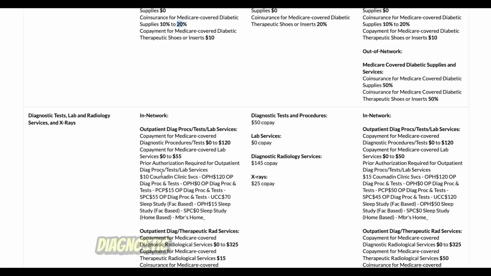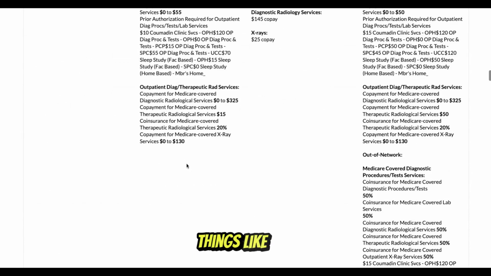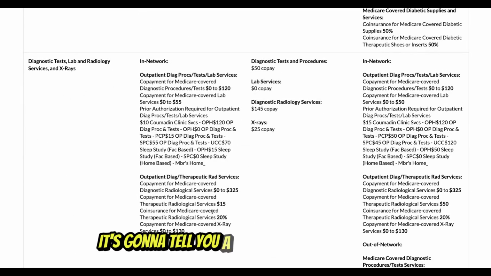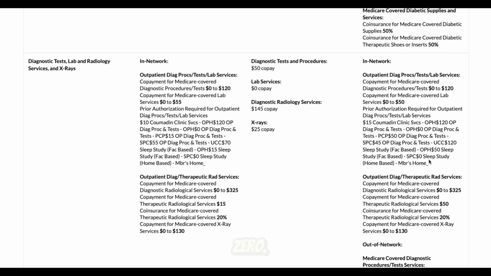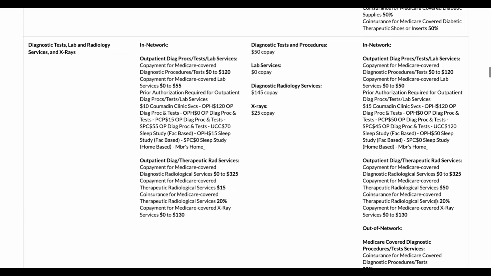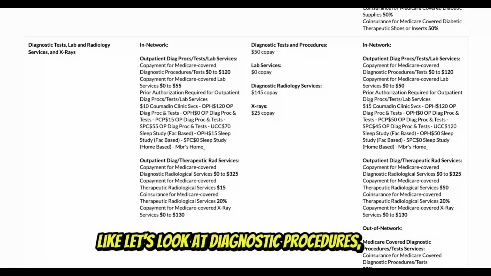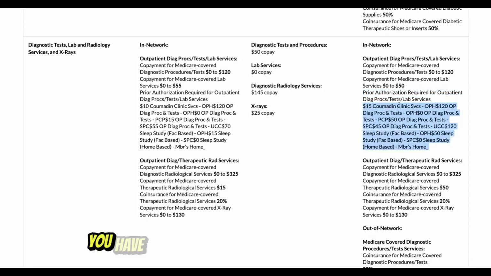Is all you're doing. Diagnostic tests, lab and radiology services, and X-rays. This is going to be, I believe, MRIs, lab work, things like that. It's going to tell you a wide range of things that could happen. The important thing to note here is that anything that's preventive care is going to be 0. So a lot of this stuff is not preventive care, but let's look at diagnostic procedures, tests, and lab services. If it's outpatient, it's $15. You have $0 to $50 for copayment for Medicare covered lab services.